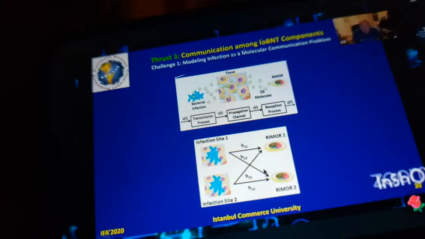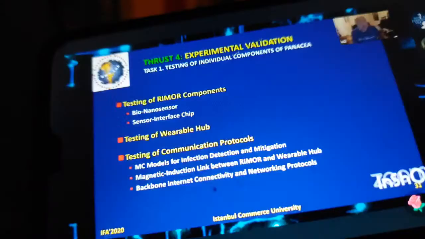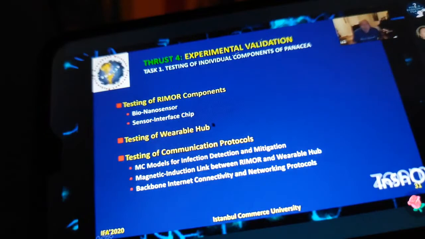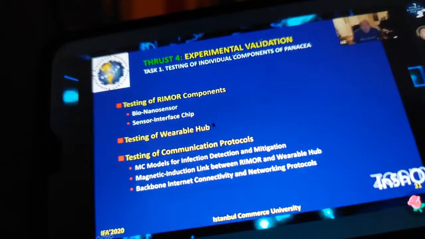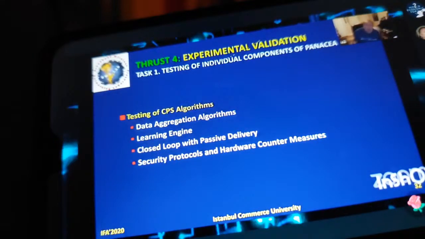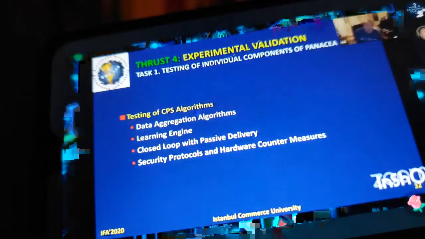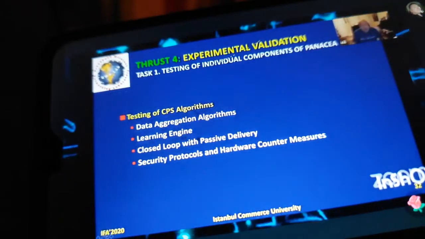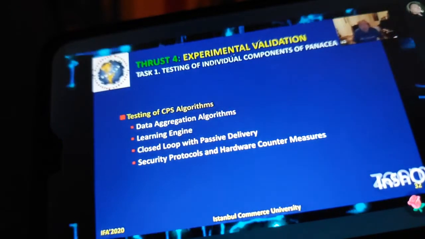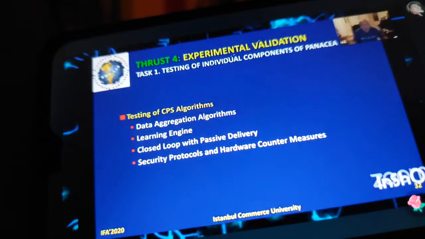So for experimental validation, we tested these remor components, each individual bionanosensor and also the chips. We tested the wearable hubs. We also tested communication protocols. And then we tested all these aggregation algorithms on the cyber area, the learning engines, like deep learning engines, and closed loop with passive drug delivery, like transmitting these drugs into the body, and also security protocols, etc.